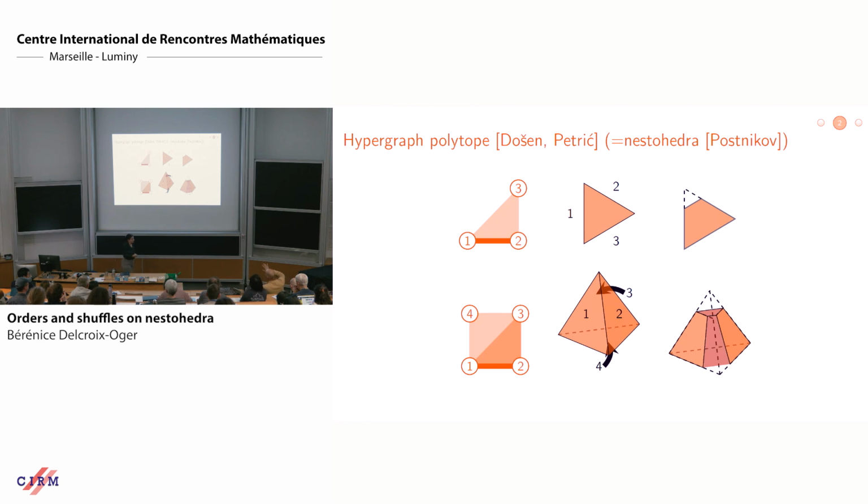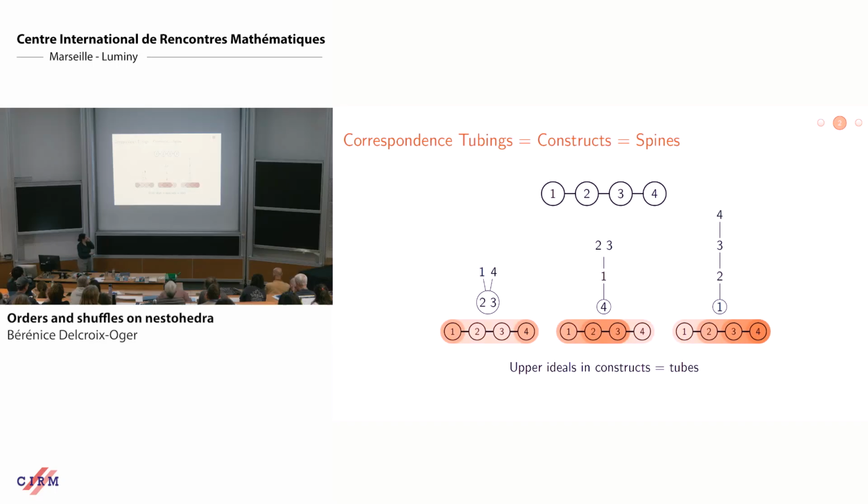Yes? So I thought Postnikov doesn't do this for any hypergraph, but for these building sets, which is a subset, I think. Yes. But are nestohedra a subset of hypergraph polytopes, or do they all arise? They're equivalent. Dojan and Petrich proved that this description of polytopes in terms of hypergraph polytopes gives exactly all the nestohedra. So it's not obvious, but they are equivalent. So instead of speaking here about tubings, I will talk about constructs.